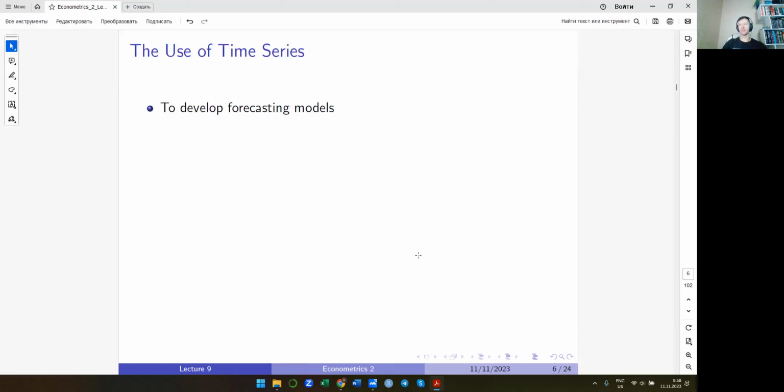So practically, why are we interested in time series? In practical work, when we work with analytics, data science, machine learning, and all the related things, we always encounter something like time series. First, and the most important task in time series models is to develop forecasting models. So we want to predict something in the future.